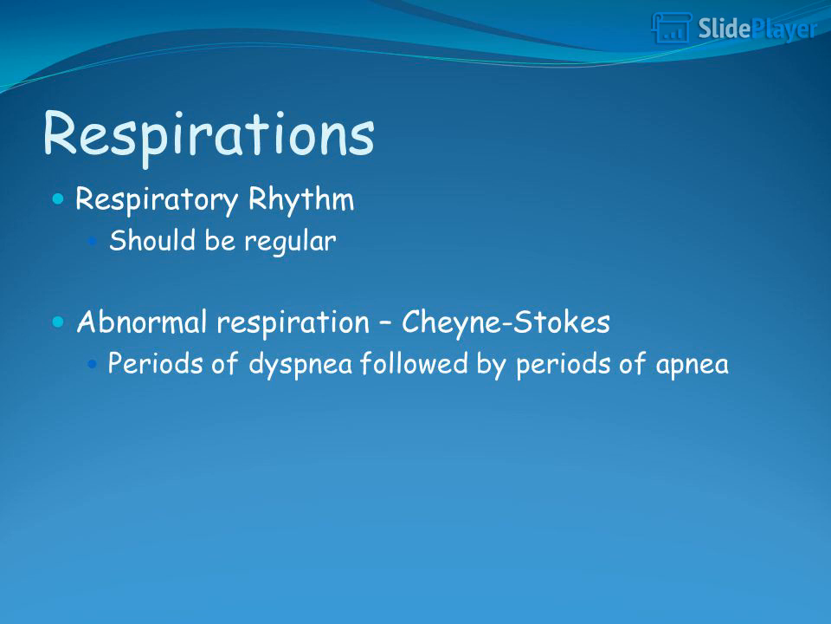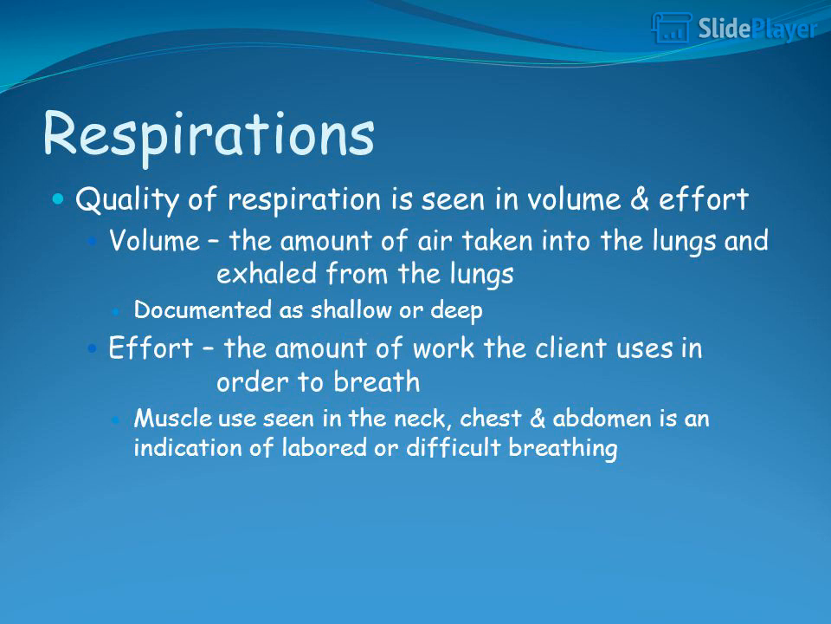Vital signs, Chapter 9. Respirations. Respiratory rhythm should be regular. Abnormal respiration, Cheyne-Stokes: periods of dyspnea followed by periods of apnea. Apnea, no breathing. Quality of respiration is seen in volume and effort.